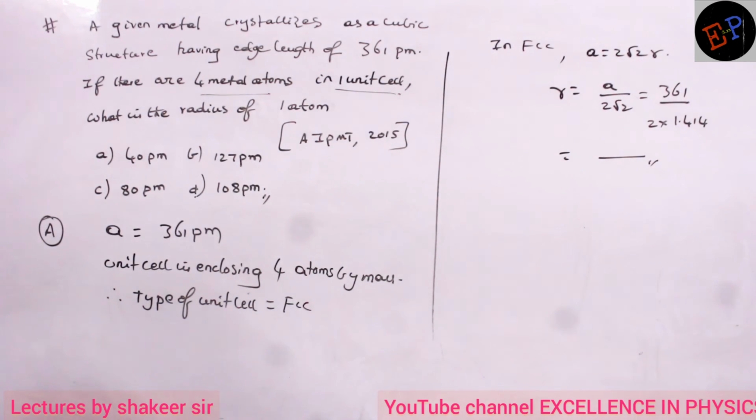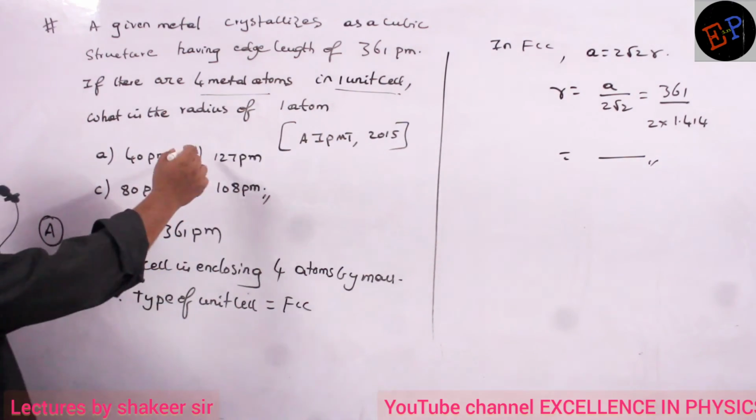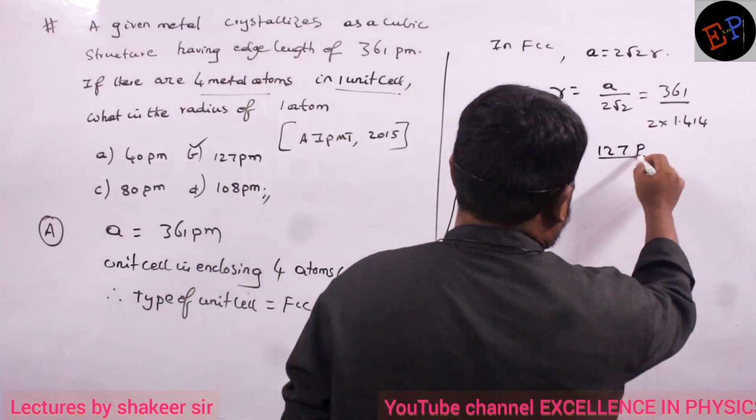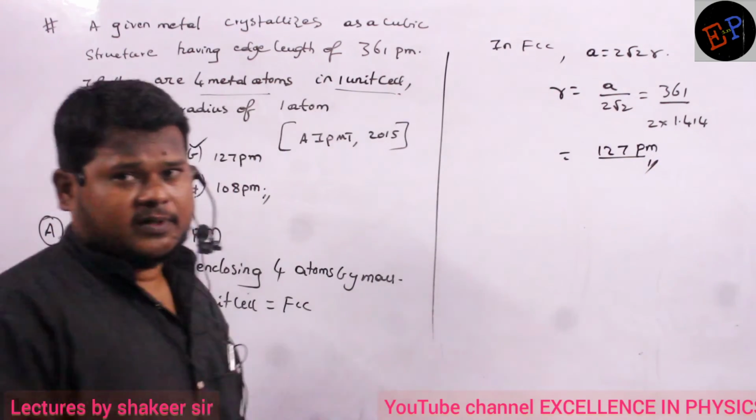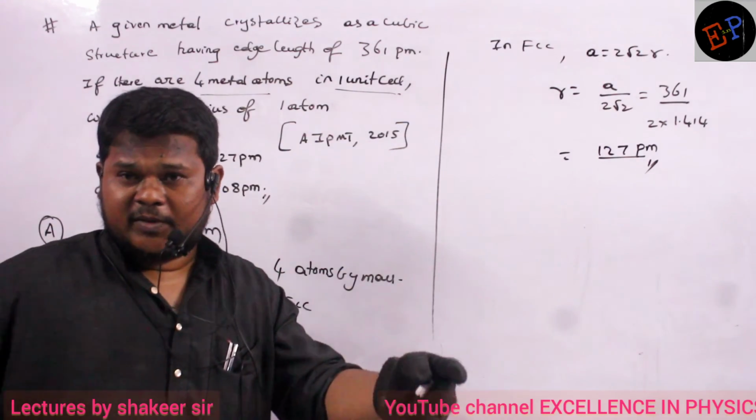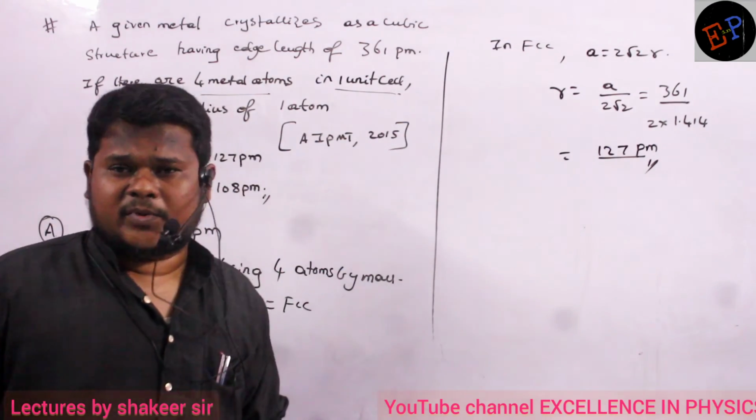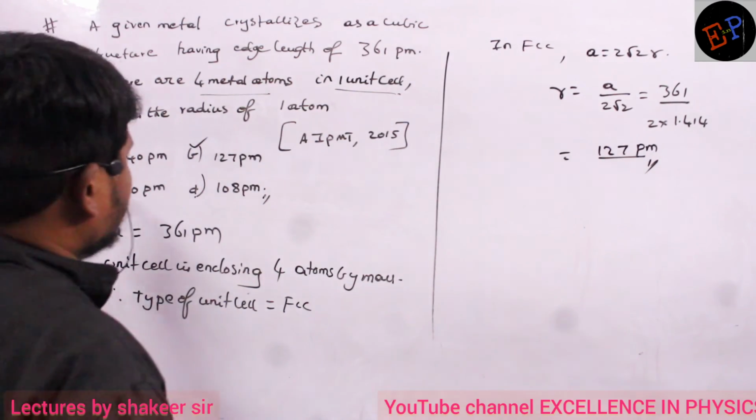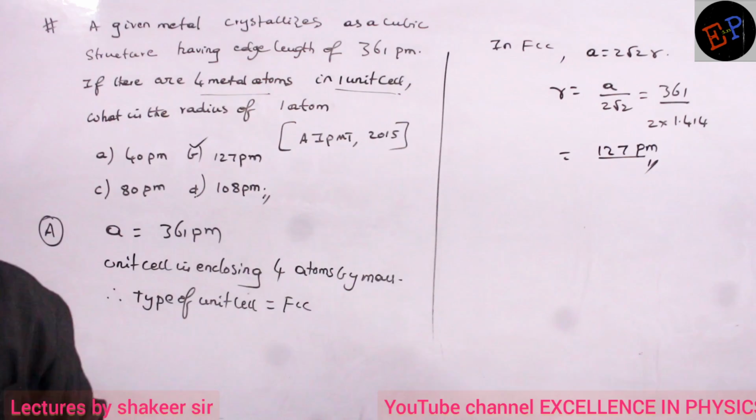So, therefore, less than 150 means 127. That is my answer. So 127 picometer. That is how we have to calculate. Understood? Remembering the table which we have written is very important. Once you remember the table, very easily you can calculate. But you should be very careful about the language which is asked in the question.